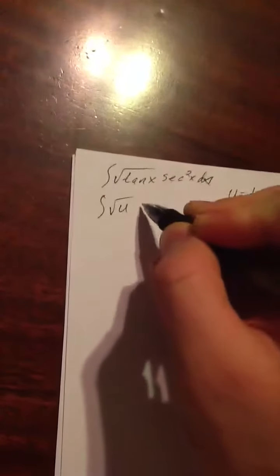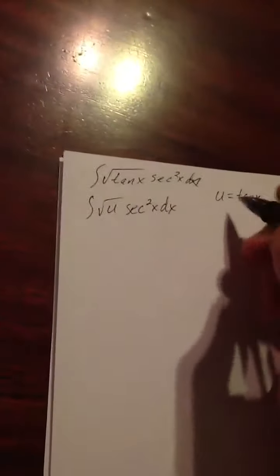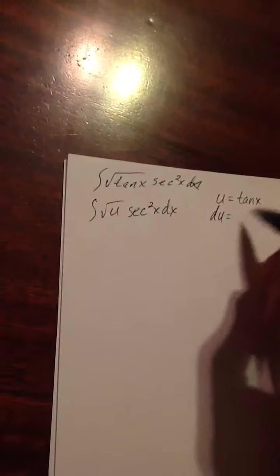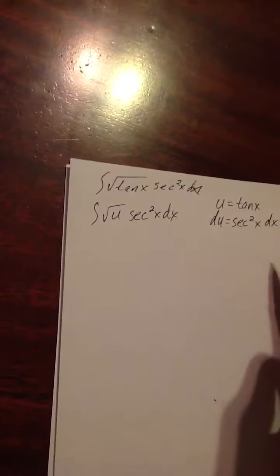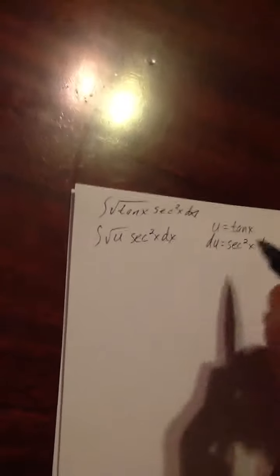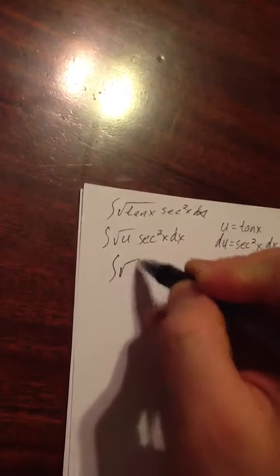I need to adjust so I can actually see what I'm writing. Let u equal the tangent of x. When I do that, I have the square root of u times secant squared of x dx. That's still ugly, but let's see what happens when I do du here. du will equal secant squared of x dx. And hey, look at that. Secant squared of x dx, that's secant squared of x dx. So that should tell you right away that's the square root of u du. And it should be easy from there.